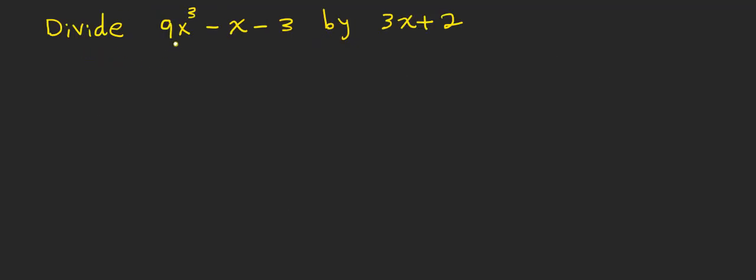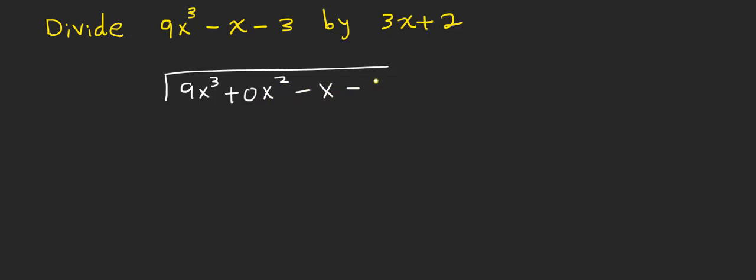Now we're going to divide 9x cubed minus x minus 3 by 3x plus 2. So let's do the long division. I'm going to put 9x cubed. Now notice we don't have x squared, so I'm going to put plus 0x squared, because 0 times x squared is 0. Then minus x minus 3. The reason I did that is because when you divide, you'll notice that it lines up nicely.